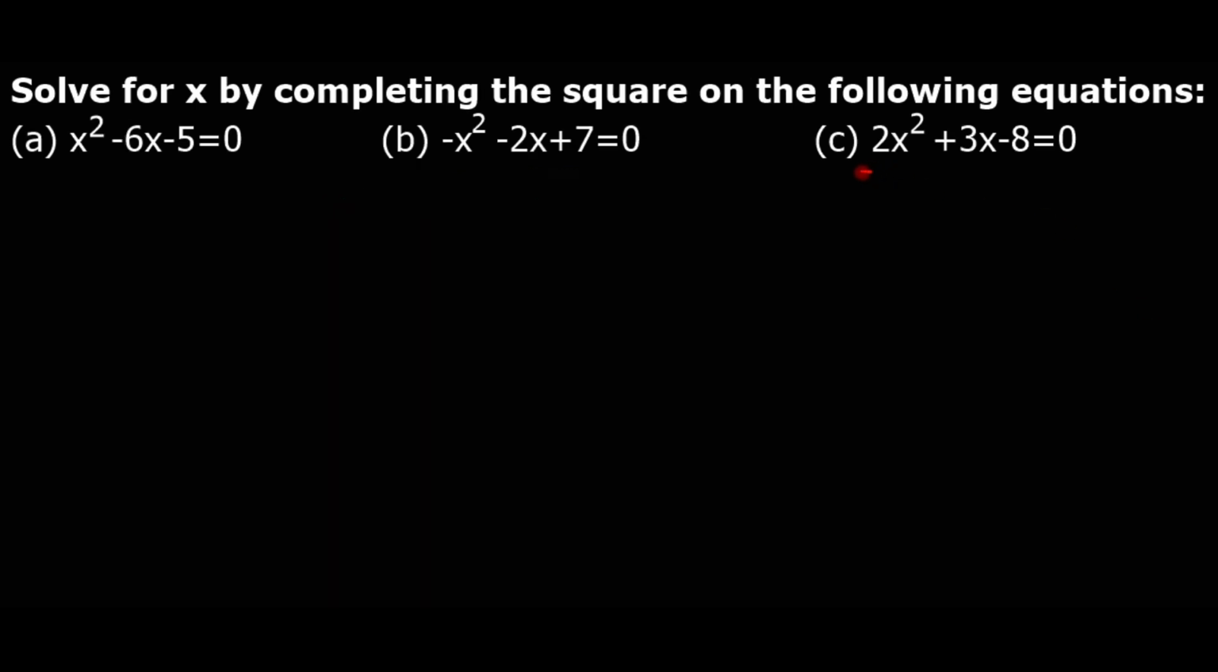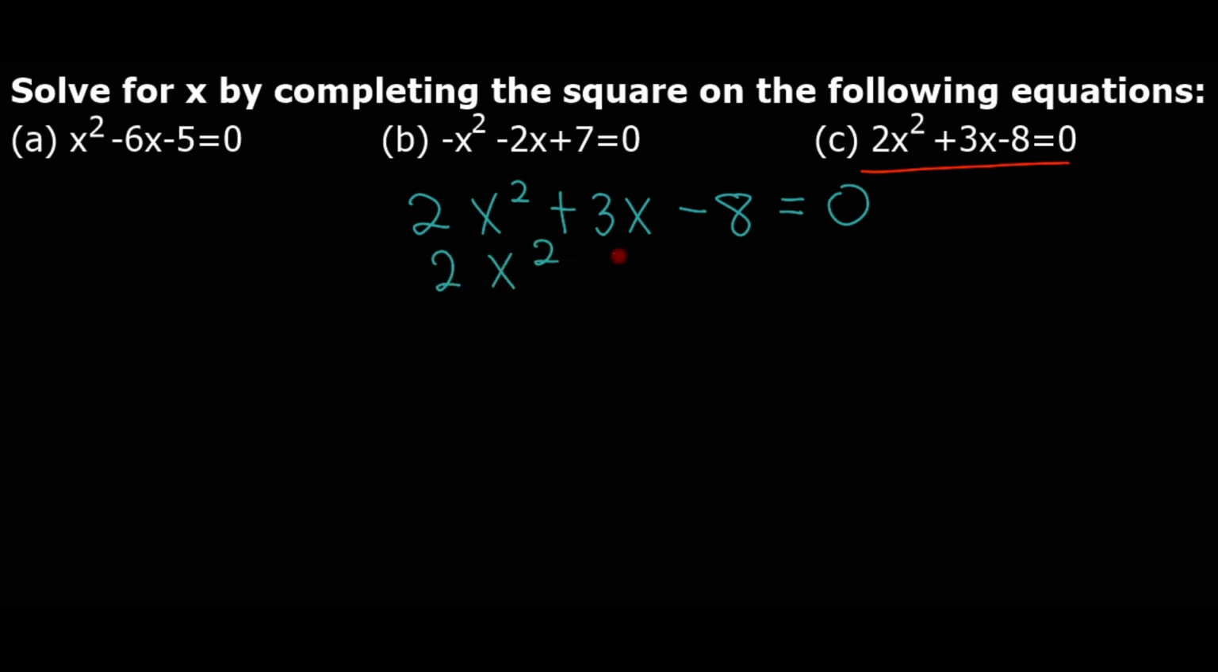And then let's see this one: 2x squared plus 3x minus 8 equals 0. Step number 1, we take minus 8 to the other side, and then it becomes positive.